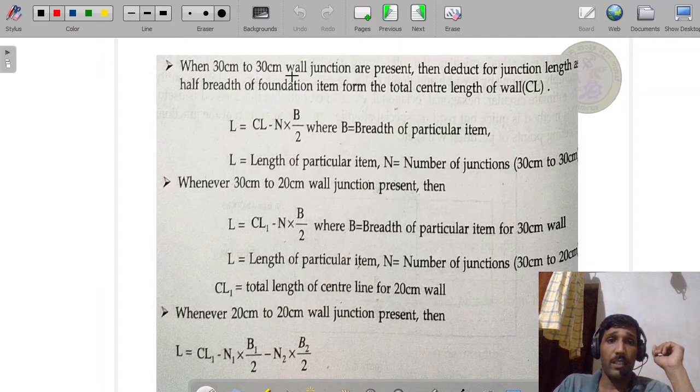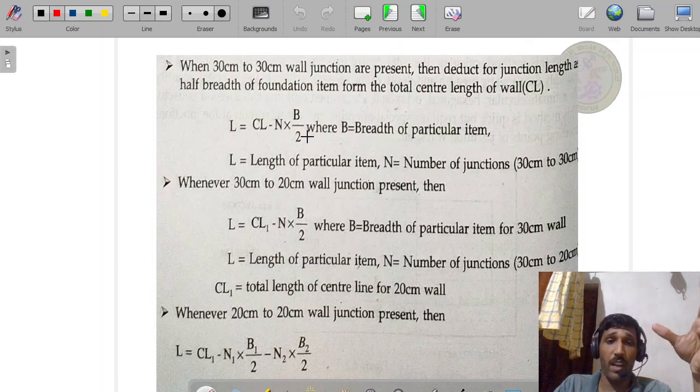When 30 to 30 centimeter wall junctions are present, then the deduction for junction length is half the breadth of the foundation item from the total center line length of the wall. Here total center line length is equal to total center to center length minus number of junctions multiplied by half the breadth of the foundation in the case of foundations. For the case of basement, half the breadth of the basement. For the case of plinth, half the breadth of the damp proof course.